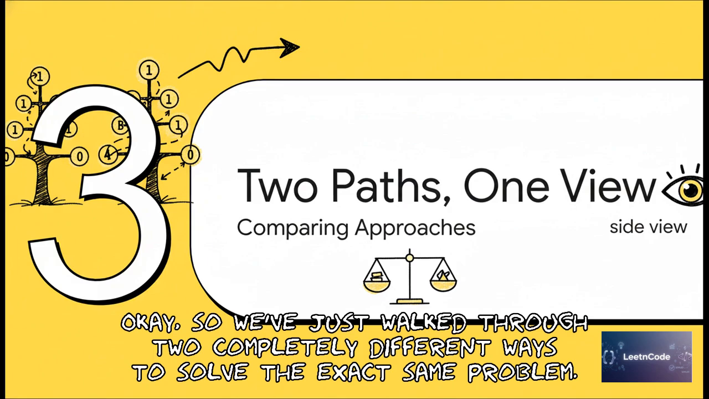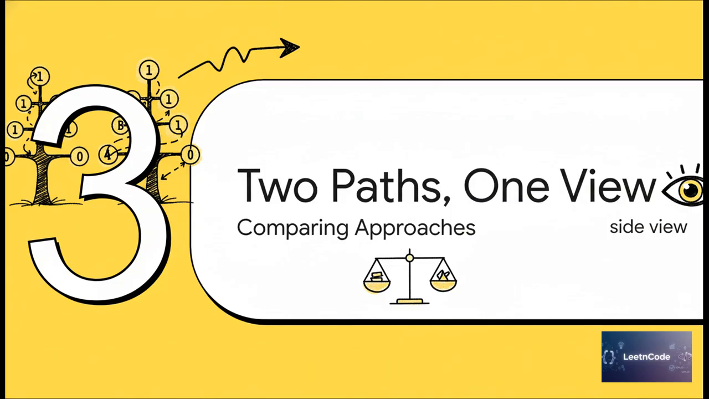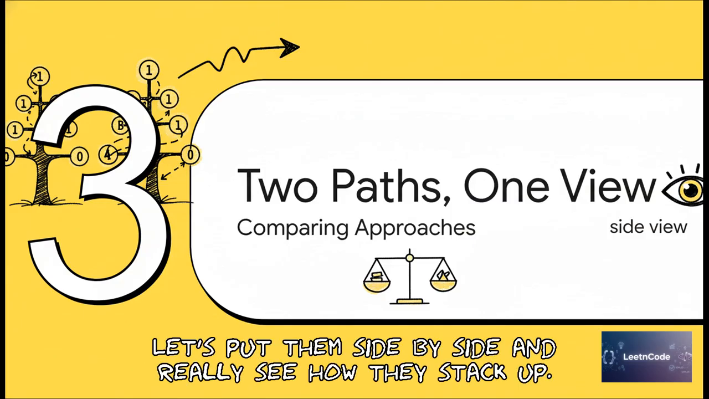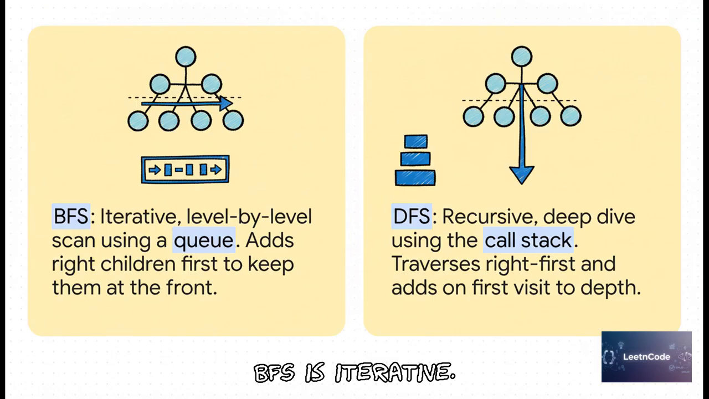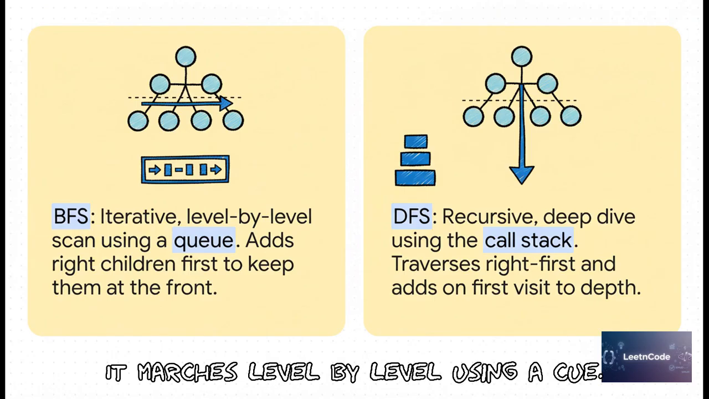Okay, so we've just walked through 2 completely different ways to solve the exact same problem. They both get us the right answer. Let's put them side by side and really see how they stack up. So let's break it down. BFS is iterative. It marches level by level using a queue.